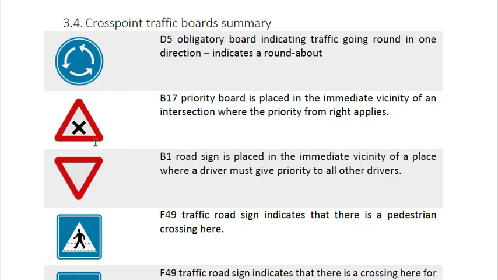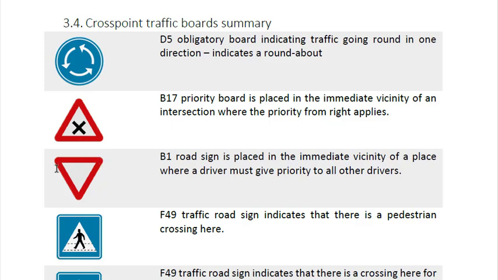The next board or the traffic sign is a warning sign, and it's also indicating that there is a crossroad ahead. So remember, when you see this board, it indicates that there is a crossroad ahead, and at a crossroad, the priority from right applies. So any vehicle coming from the right will get priority, and any vehicle coming from the left must give priority to the vehicle that is on the right.